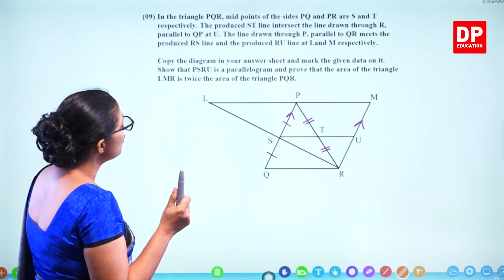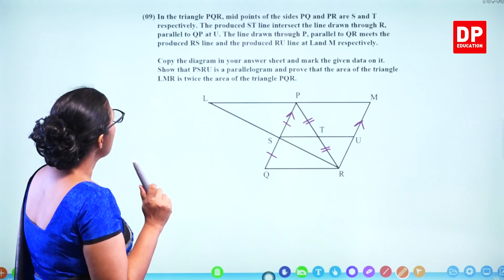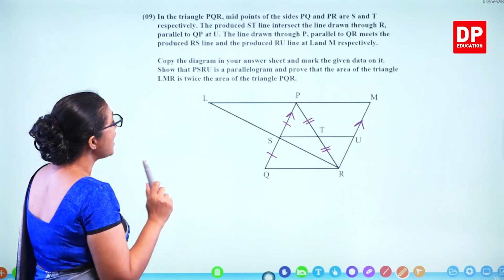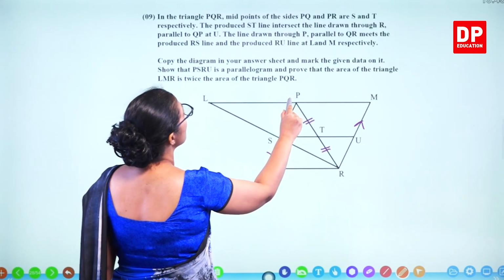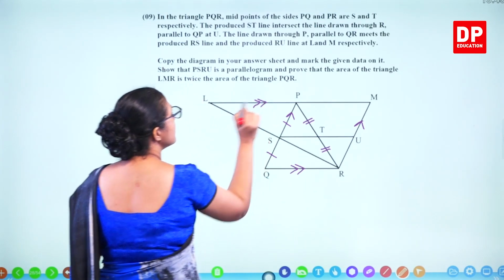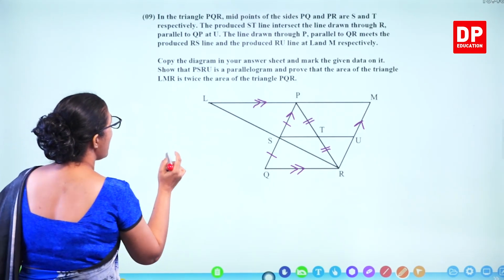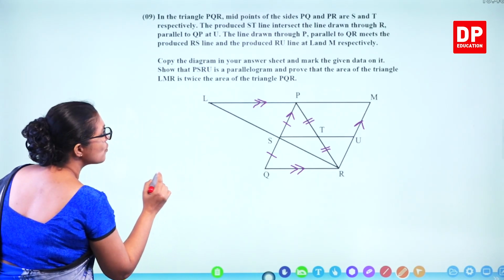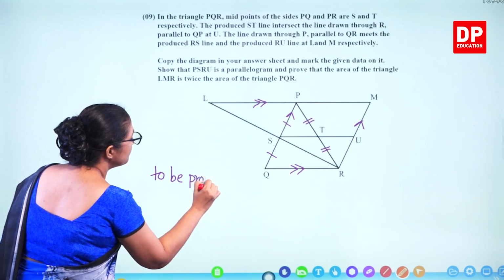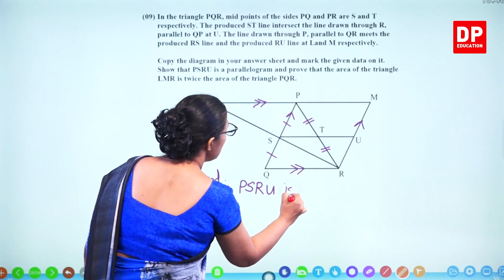So for that, first we need to know these two lines are parallel, and that's all given. So just check it again. Midpoints given and the line drawn through R parallel to QP meets at U. The line drawn through P parallel to QR. Here another information given. This line is parallel to this line. So those are the information given. Now first part, copy the diagram and you are asked to show that PSRU is a parallelogram. So we'll do that one first. To be proved, PSRU is a parallelogram.